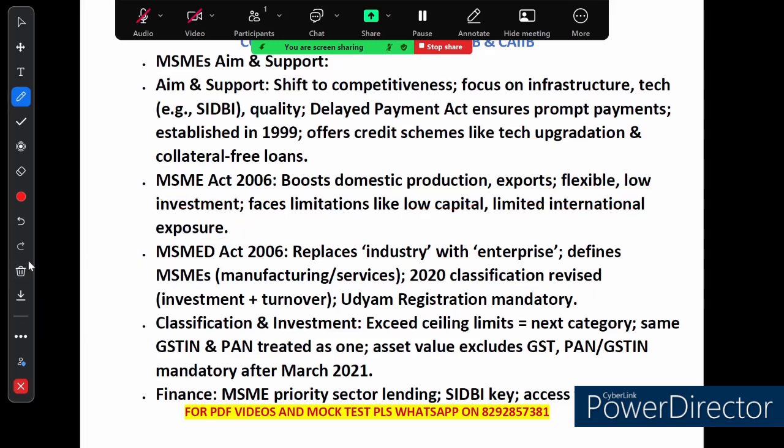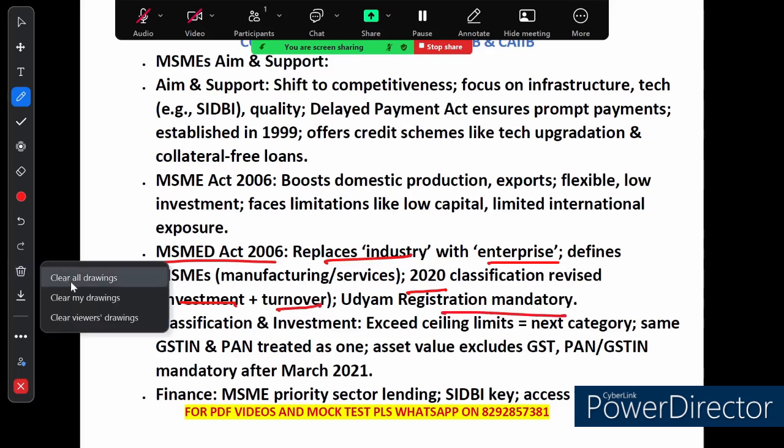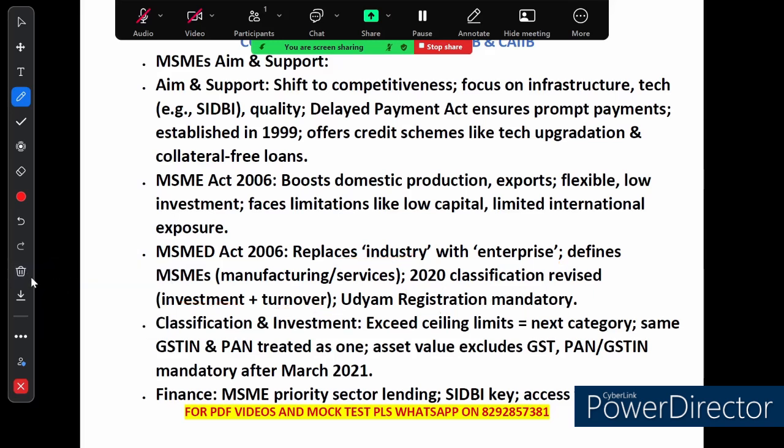Now let's talk about this MSMED Act 2006. This act defined MSME, replacing the word industry with enterprise. In 2020, the classification changed to focus on new investment and turnover. Now businesses must register with Udyam. So Udyam registration is mandatory. Now, how are MSMEs classified? If a business grows beyond the limits, it moves to the next category. From March 2021, MSMEs need to have GSTIN and PAN for classification.